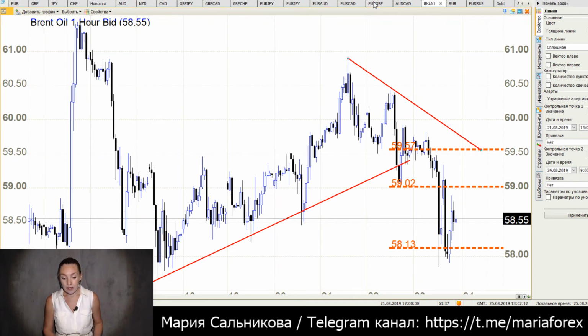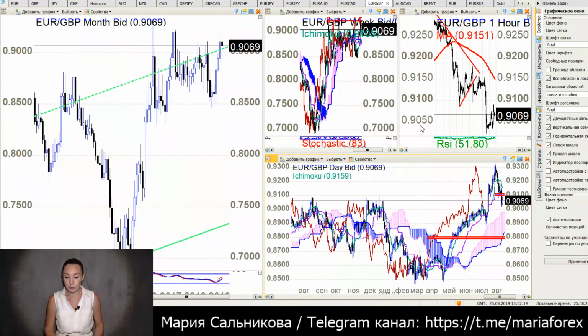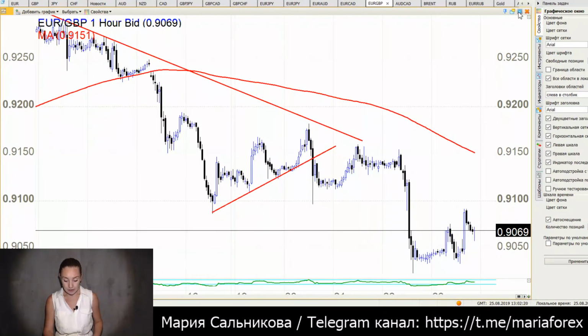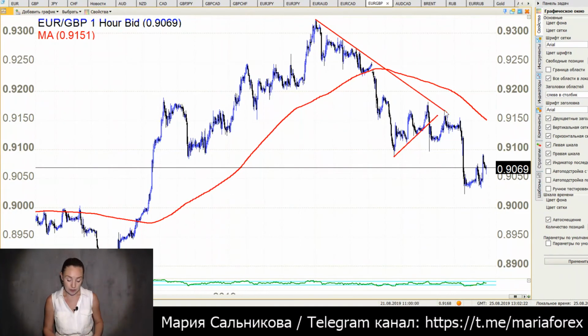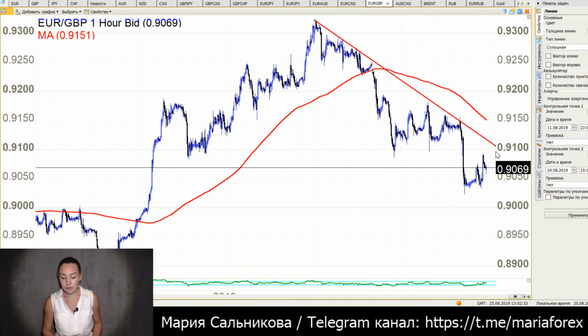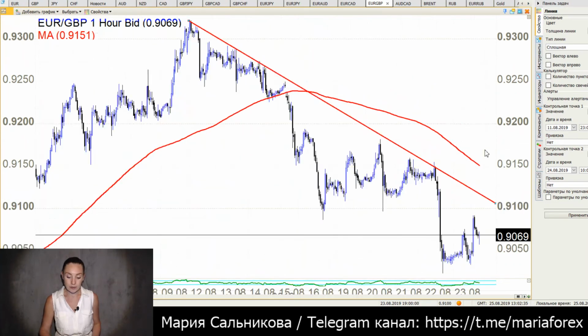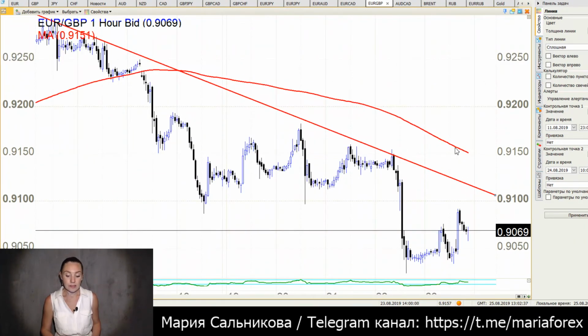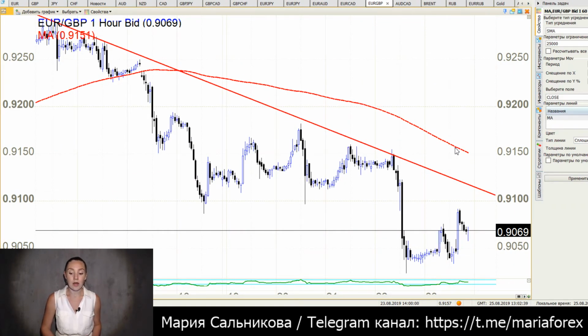And in the end, I would like to show you Euro versus Great Britain pound, what I think about this currency pair. I will try this week to find a point to sell Euro versus Great Britain pound. The point to sell, look here, is from 0.91. Here is the moving average, 200.